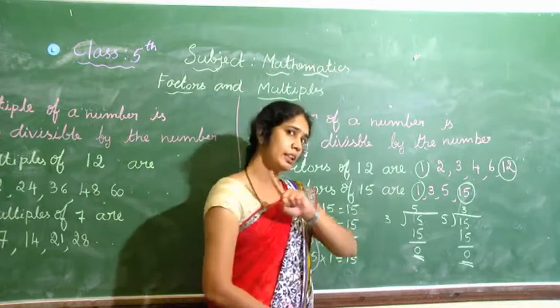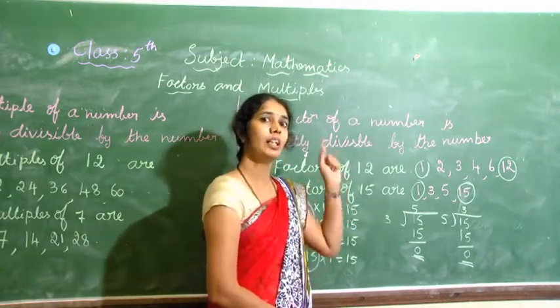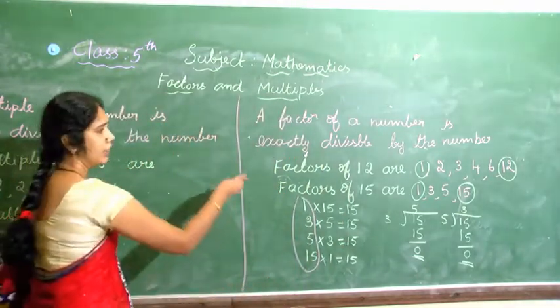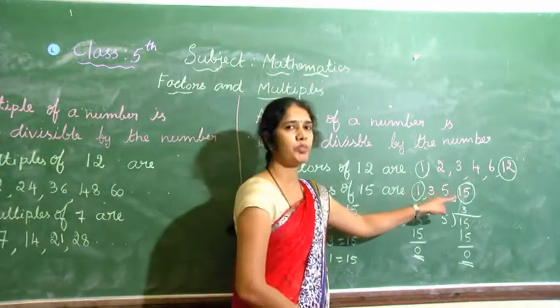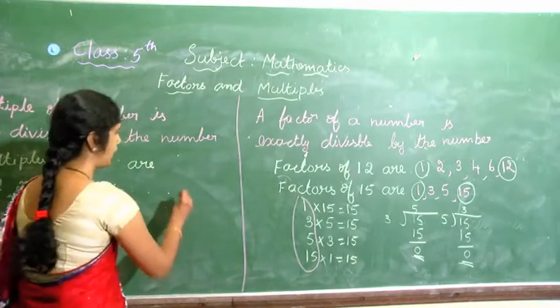If the remainder is not 0, then we cannot say that the number is a factor of the given number. For example, I will write for 15 only. I have written only 1, 3, 5, 15. I cannot write 4. 4 is not a factor of 15. Shall I tell you why?